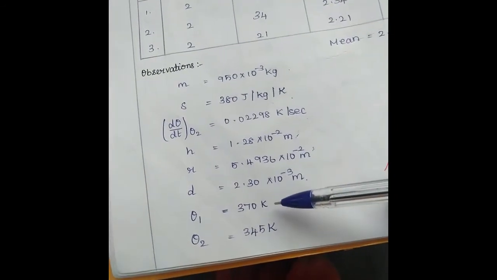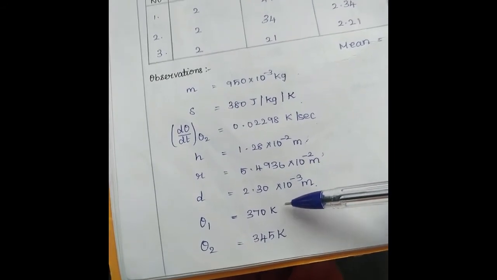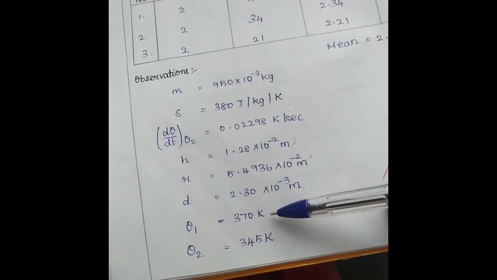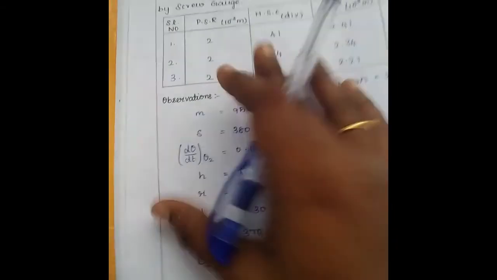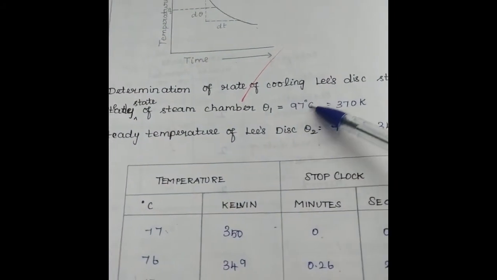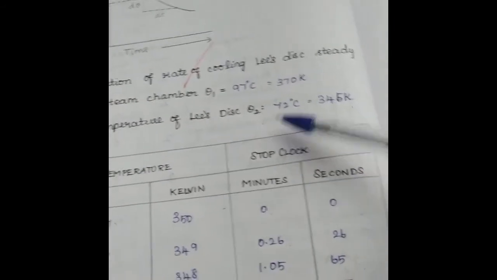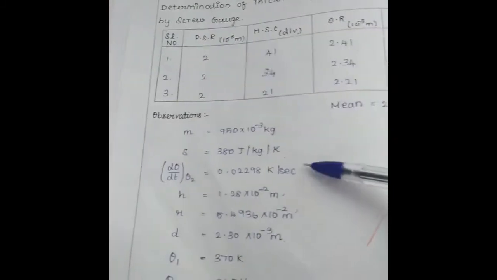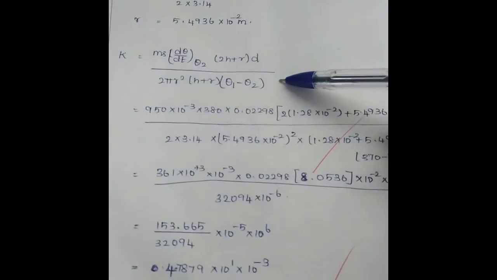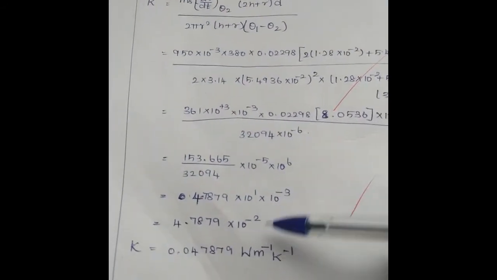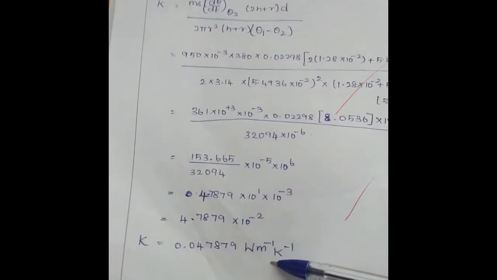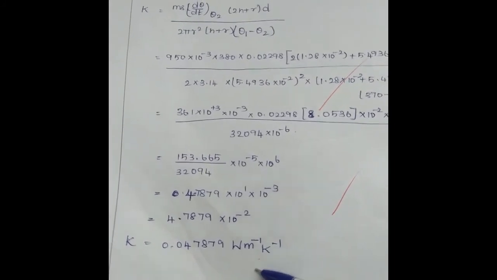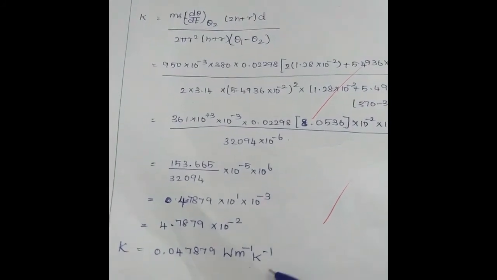Now we have already noted down the values for the steady state temperature of the steam chamber as well as the least disk as 370 Kelvin and 345 Kelvin. See here, we have written the value of the steady state temperature of the steam chamber as well as the least disk as 370 and 345. So these are the observed values. Now if you substitute all these values in the formula, you will get the value for the coefficient of thermal conductivity, or simply thermal conductivity, whose unit is watt meter inverse Kelvin inverse.